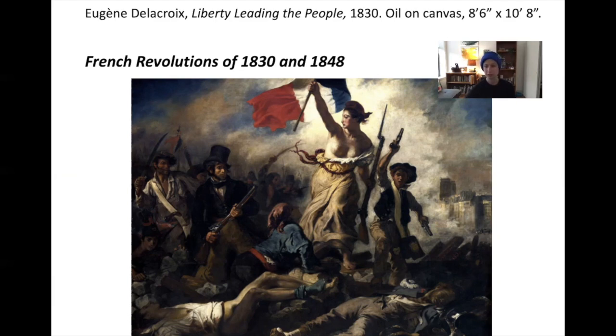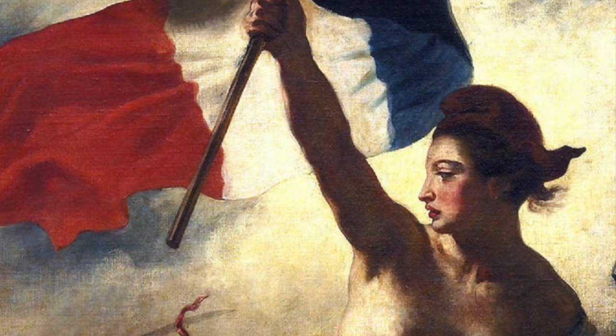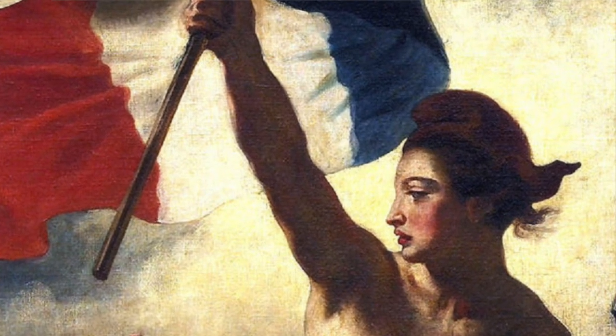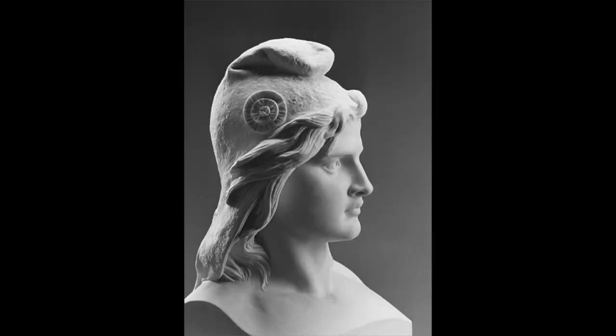She's kind of a hot mess. She wears a Roman style hat. I don't know if you can see that. It kind of looks just like her hair, but she's in fact wearing a cap. And this was a hat that was worn by freed slaves in ancient Rome.